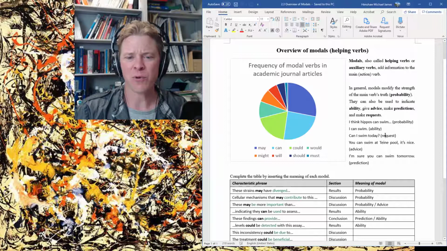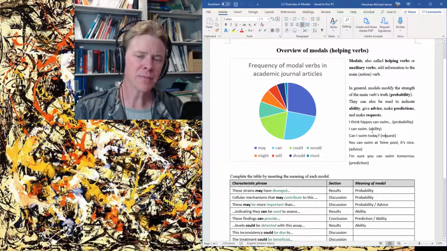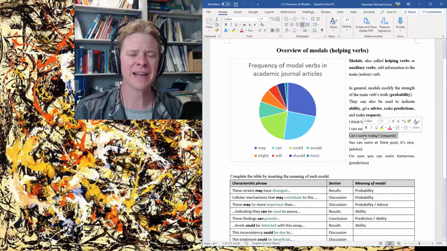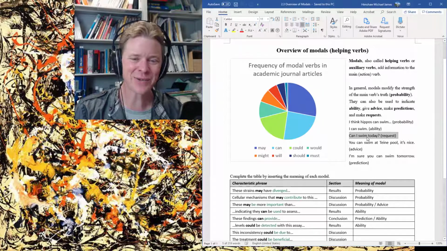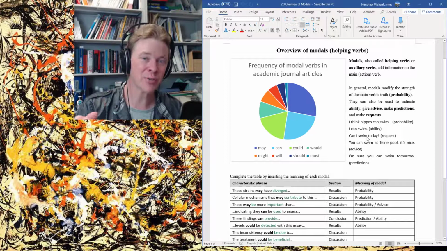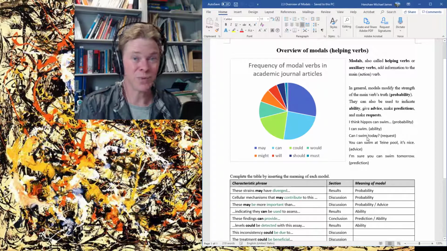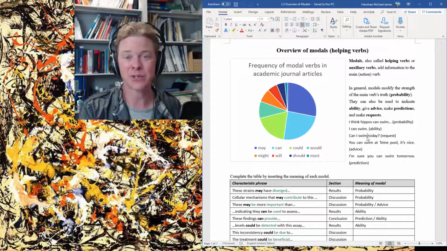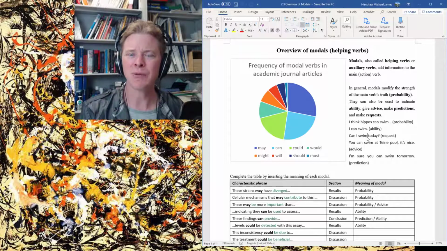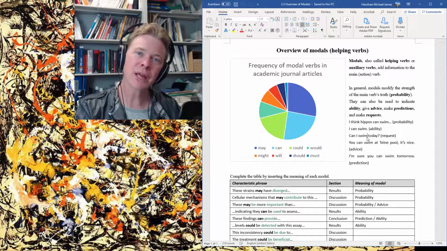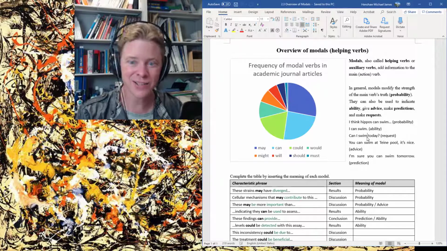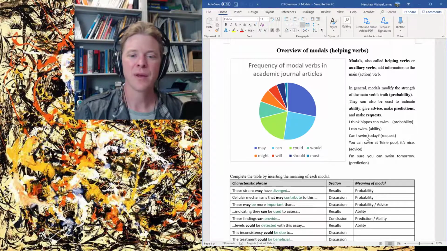There's a request form. Can I swim today? This form we won't find in academic journals, but we did see it in the previous module where if you want to ask for advice, for example, you don't say, send me that report. Say, can you send me that report, please? It's just a lot nicer way to request something.